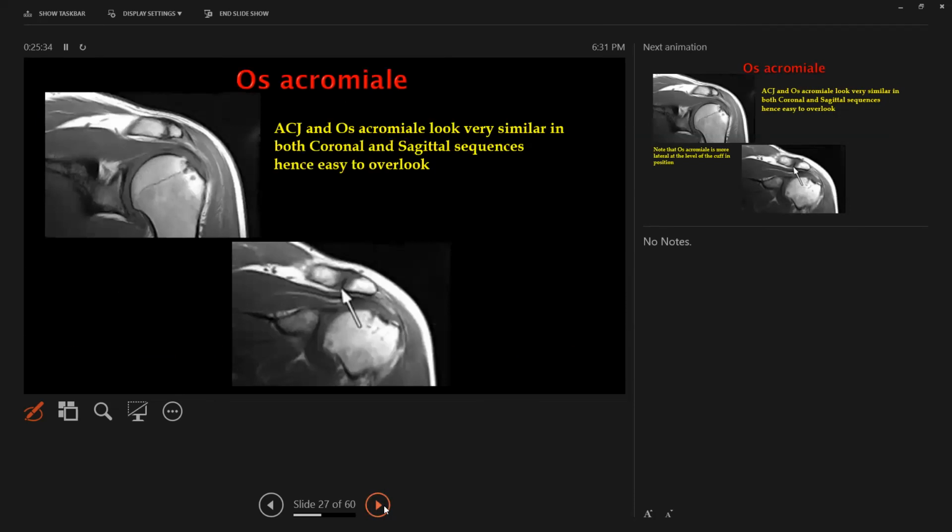How do you distinguish the os acromiale from the AC joint itself? There are a couple of differences. The AC joint is usually at the level of the musculotendinous junction, which is here, and so is more medial, but the os acromiale is more lateral to the musculotendinous junction, and is more posterior as well. That is how you differentiate between the AC joint and the os acromiale on the coronal images. If you're not careful, you can easily overlook it.